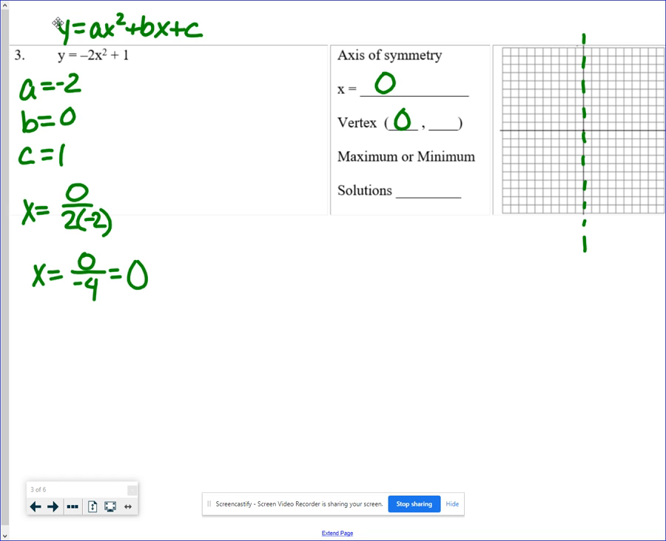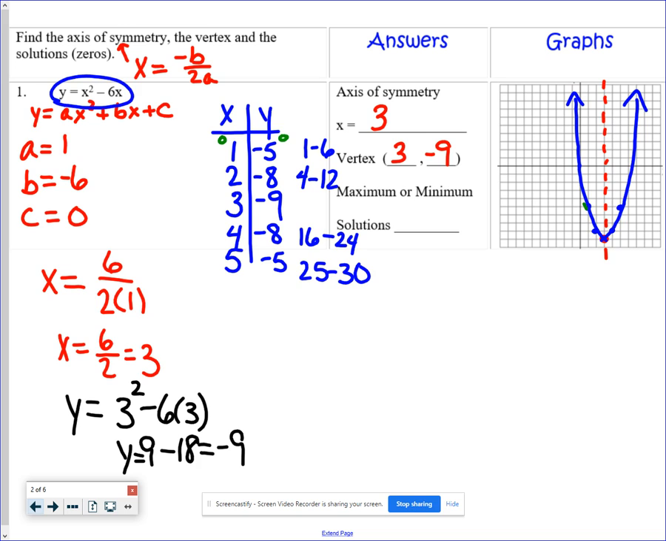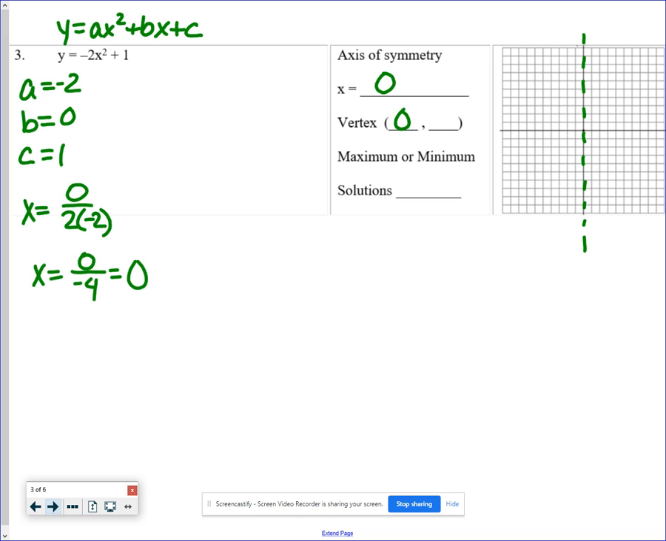I just realized that I never finished the first problem. After we did all the work, I forgot that we have to say that that vertex is actually a minimum because it's the very bottom of the graph. And the solutions are where it crosses the x-axis. I didn't do a very good job here of graphing this, but getting some symmetry here, I should be getting that this is going to cross at 0 and at 6. Okay, sorry about that. Let's go back to this one now.